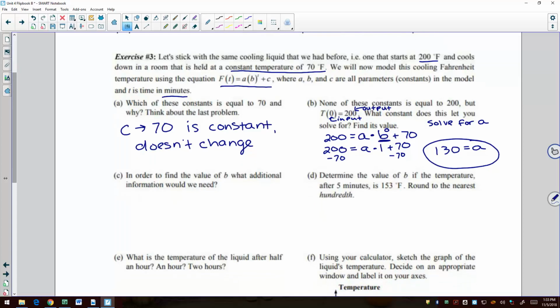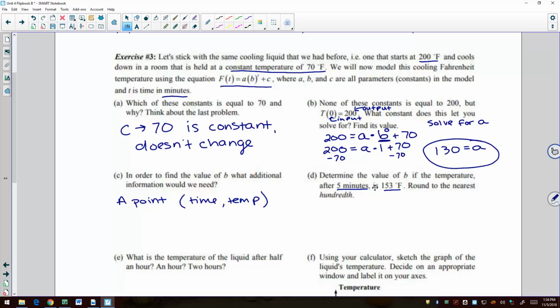To find B, you would need a point, any point that they give you, and the point would represent time and temperature. Your x value, so to say, in your point would be the time, and your y value would be the temperature. If you know a point, you can plug those in to find your B. That is what they did in part D. It says determine the value of B if the temperature after 5 minutes is 153 degrees Fahrenheit, and round to the nearest hundredth.